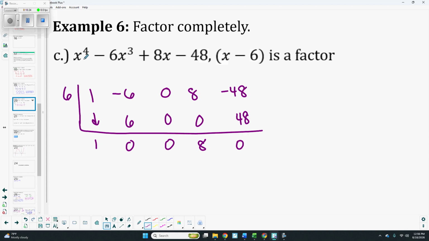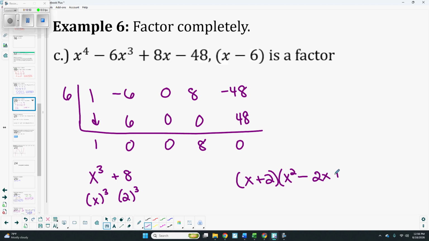So I'm starting with x to the 4th in the original, so x to the 3rd. This is x squared, there's nothing. This is x, there's nothing. Then plus 8. So this is difference of 2 cubes, right? This is x being cubed, and this is 2 being cubed. So for this, we would have x plus 2, then first term squared, x squared minus product 2x plus that only squared, 4, and then we can't forget the original, x minus 6 at some point.